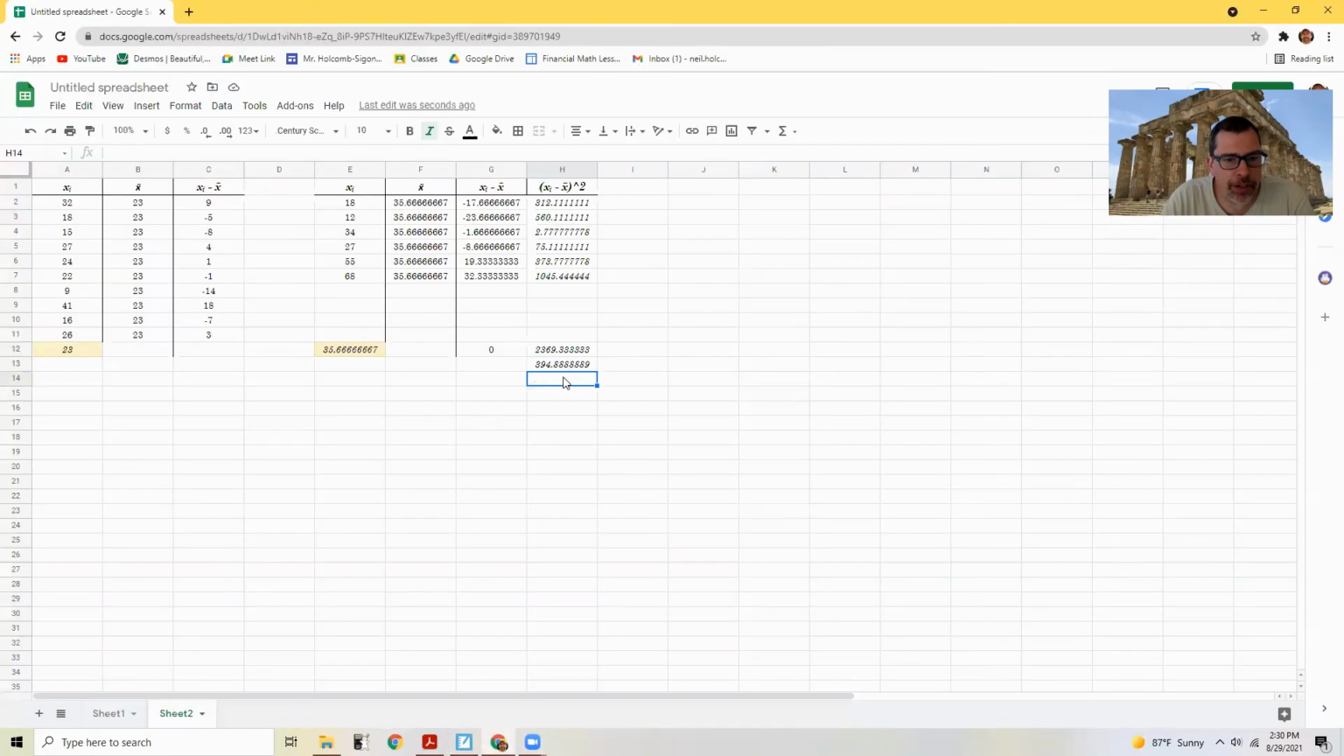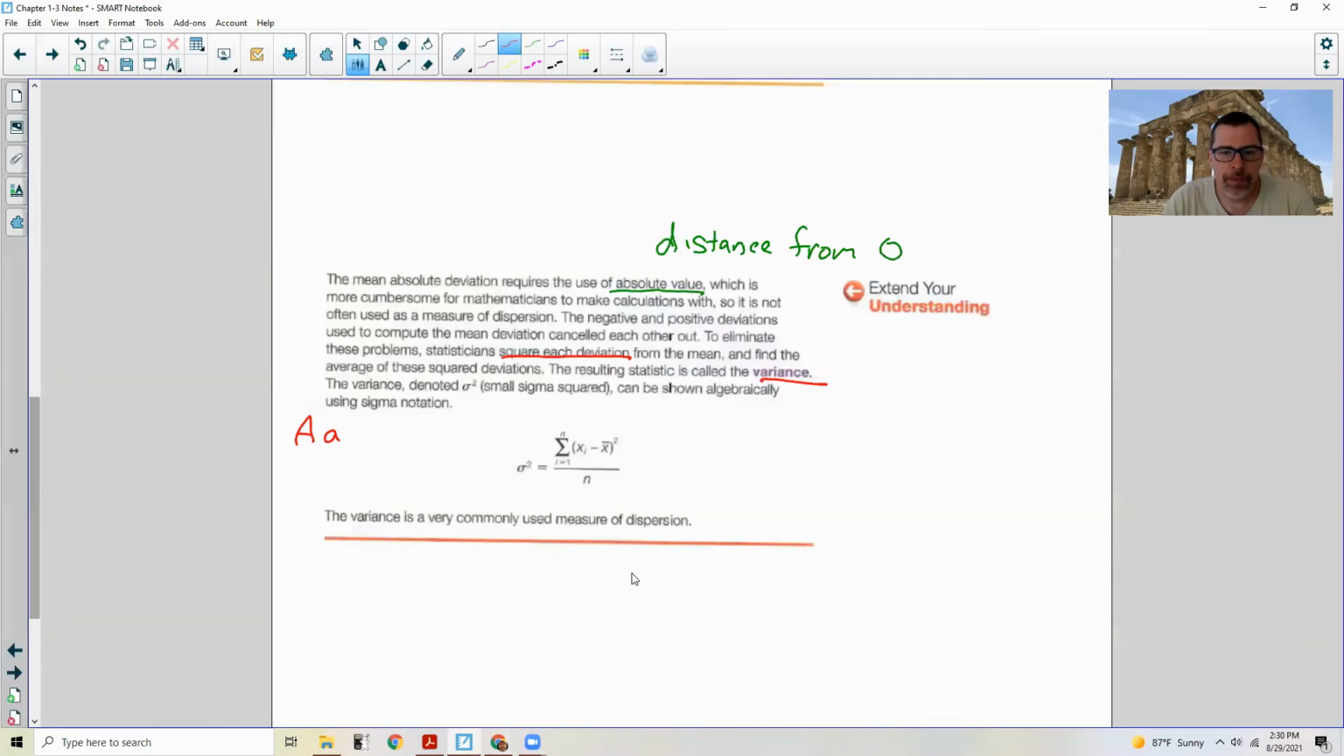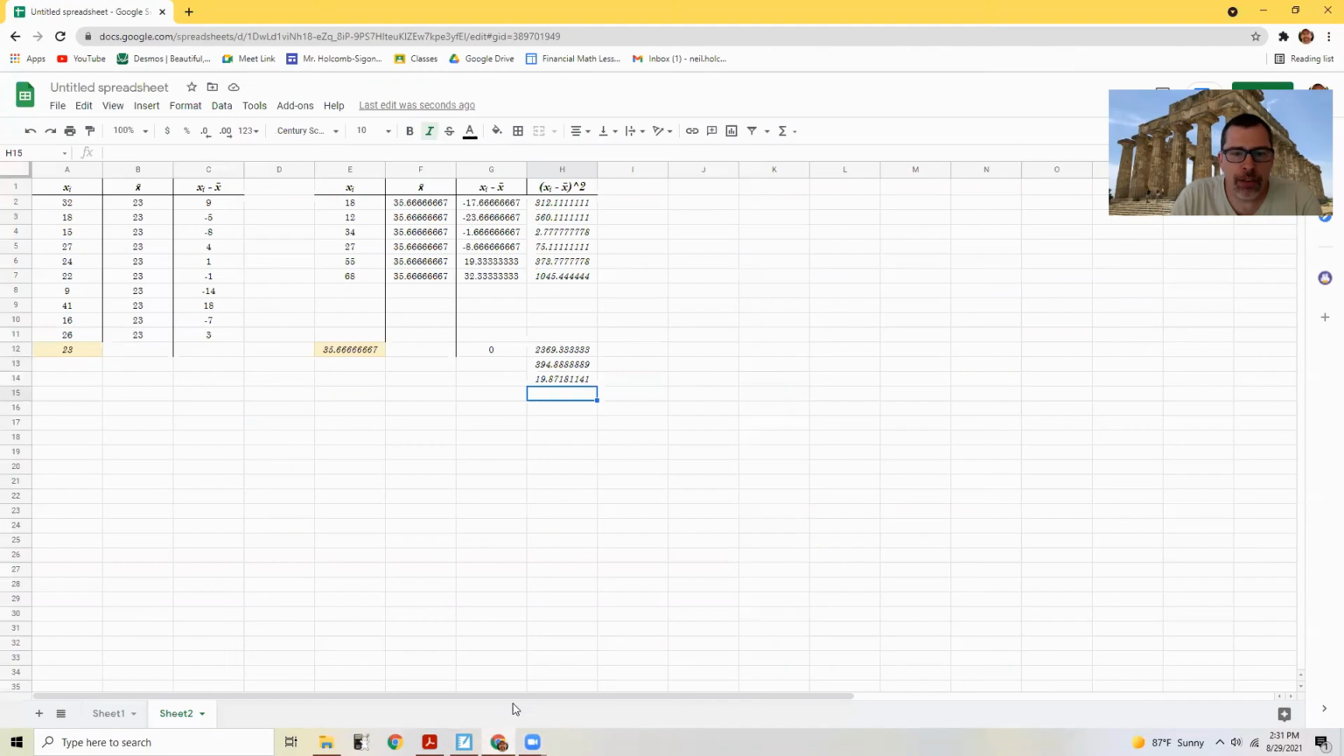Now keep that in mind as well. This is squared. So now what I want to do is take the square root of that prior number. And finally, we get our standard deviation of 19.87. Okay, so that's how you do variance. So we didn't use absolute value, but squaring all these values gets rid of the negatives as well. And then you take the sum divided by your number of terms, the average of your squares, and you take the square root.